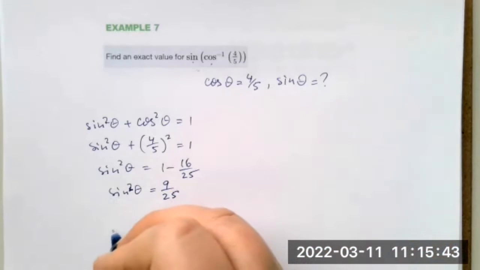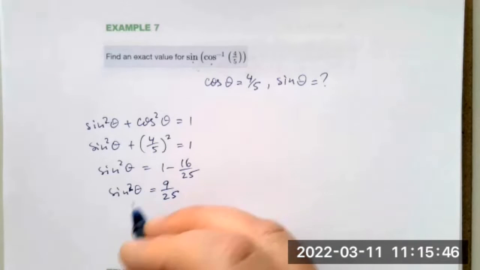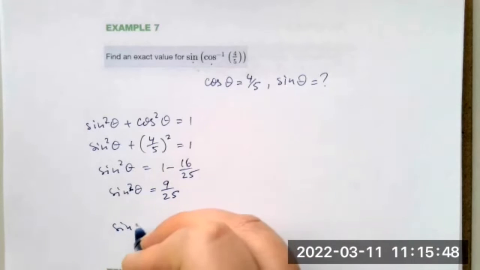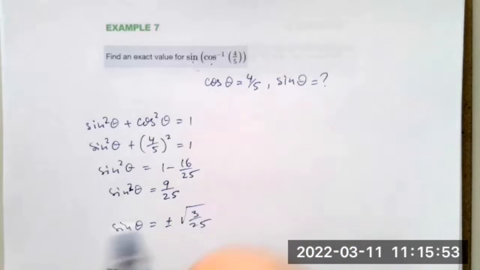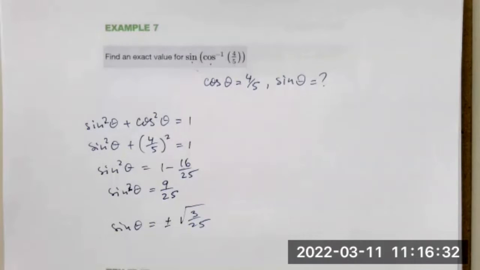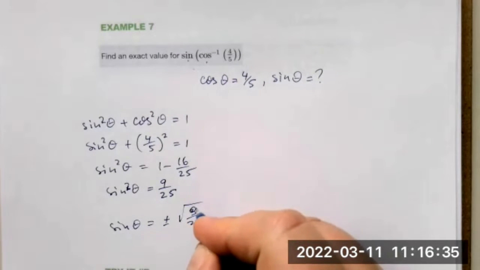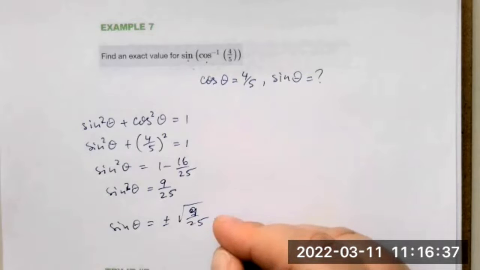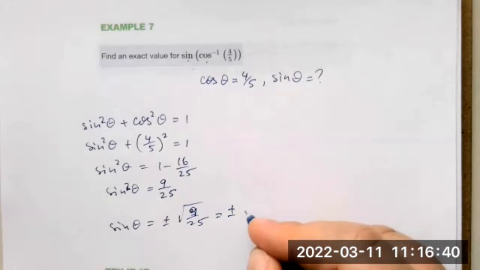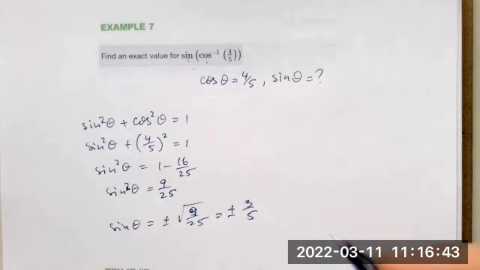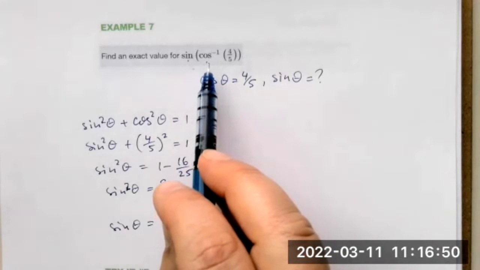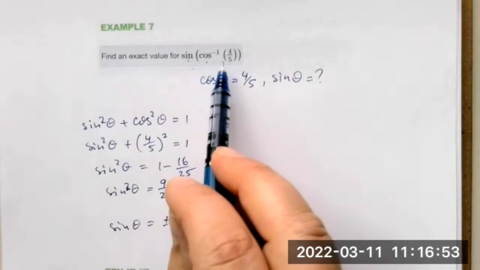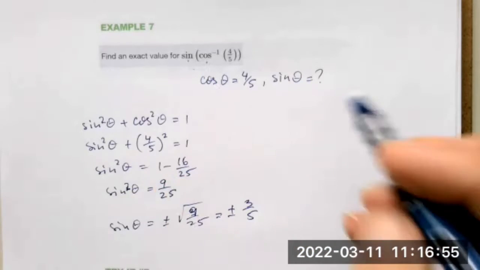Now, normally, if we were to solve this problem, we would unsquare the sine, and we would have positive or negative root of 9 out of 25, which will result in positive or negative 3/5. Okay, but here we actually have the inverse cosine function inside.